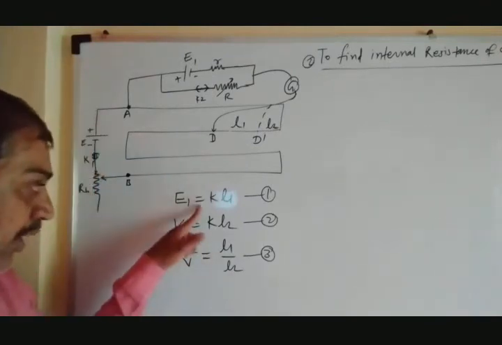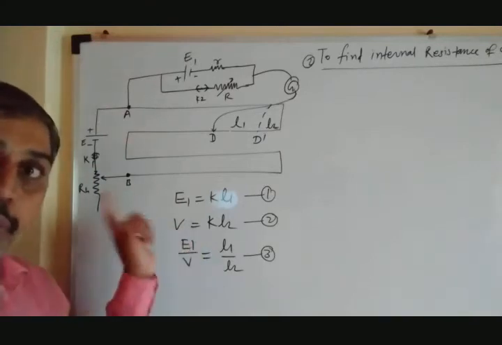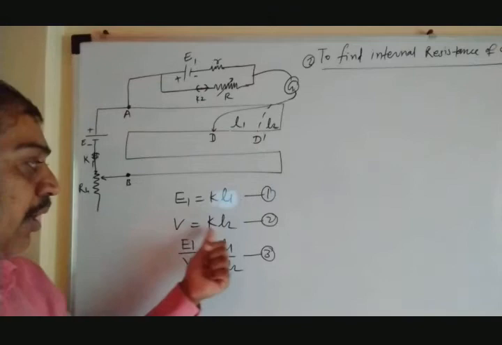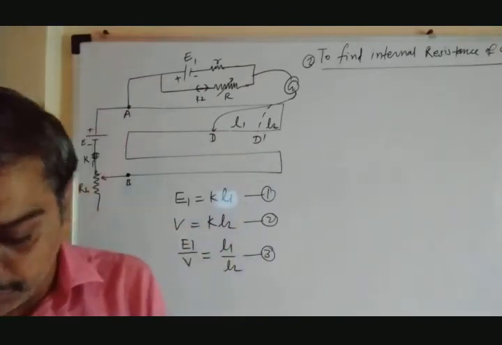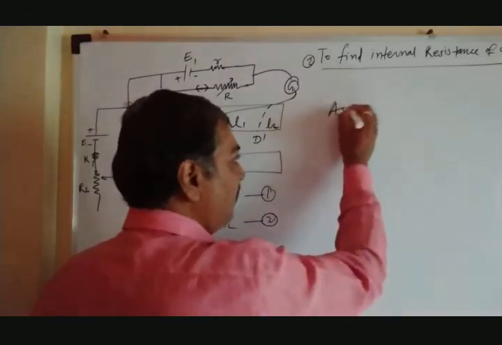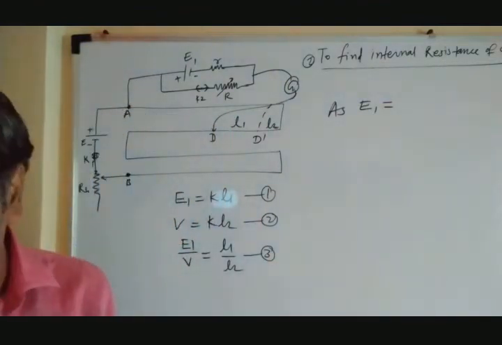The first equation by closing key K1 only. Second equation by closing both the keys K1 and K2. Voltage drop across AD dash is V equal to K into L2. Divide 1 by 2. We get this equation. Further, now you can find the value of E1 here. We have to find the value of E1.